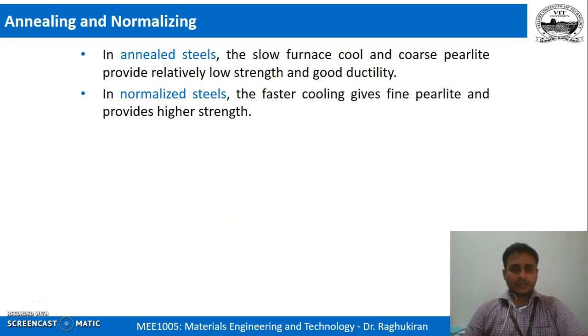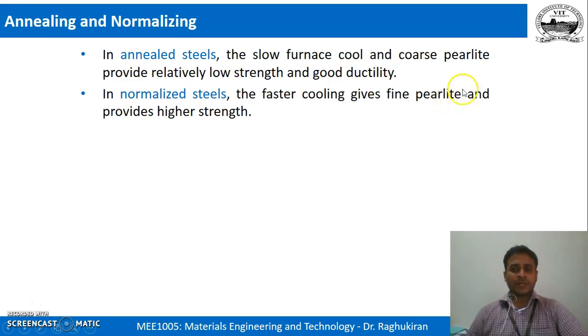So to summarize, the annealed steels and normalized steels: if you take these two, which one is cooled slowly? In annealed, you are cooling it relatively slowly, right? Since it is slow cooling, you have enough time for the grains to grow, and you will end up with coarse perlite. In both cases you will have perlite, right? Whereas in normalized steels, since you are going at a relatively faster pace, you have fine perlite.